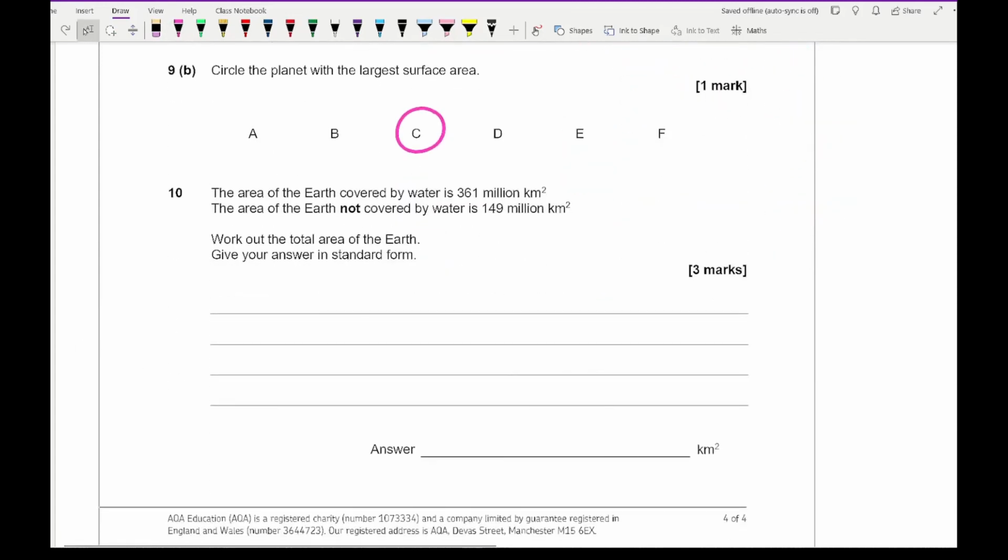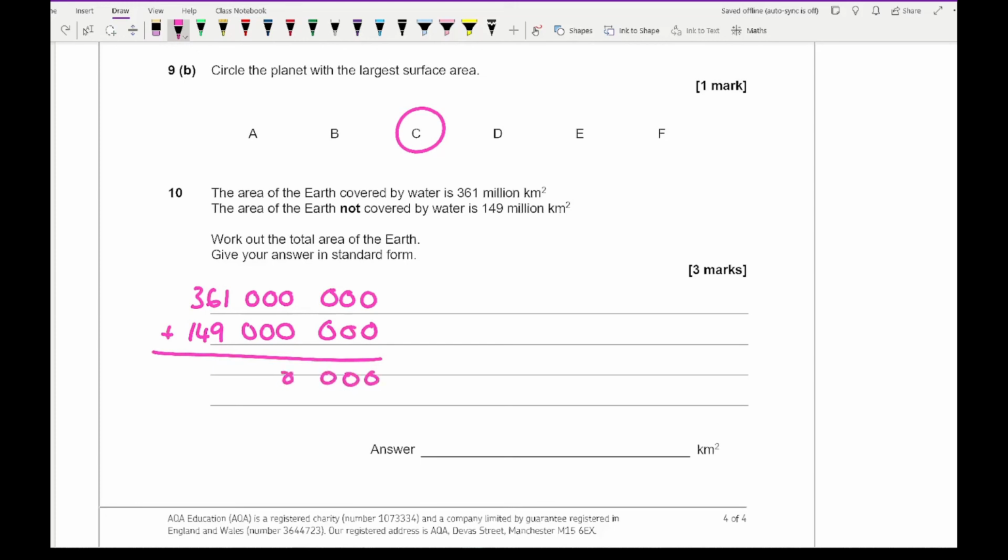Then moving on to our last question, it says the area of Earth covered by water is 361 million square kilometers, and the area of the Earth not covered by water is 149 million square kilometers. What is the total area of Earth? So here what we need to do is add these numbers up. So 361 million is 36, and then 1, 2, 3, 1, 2, 3, and 149 million is going to be this number, and we need to add the two numbers together.